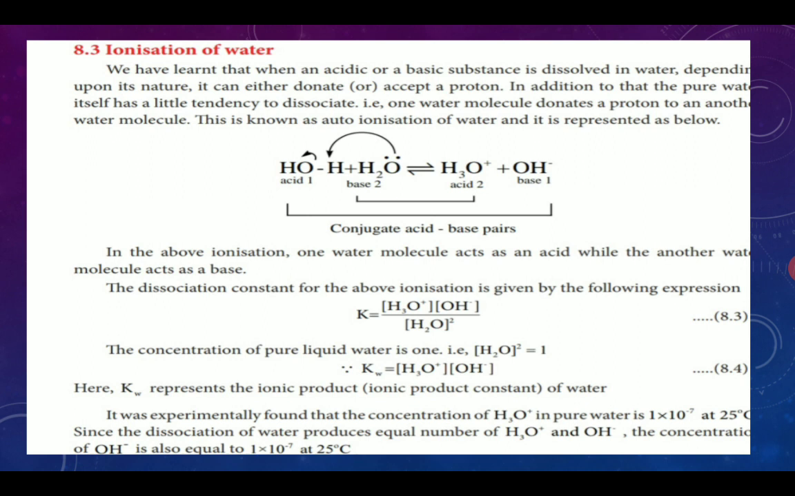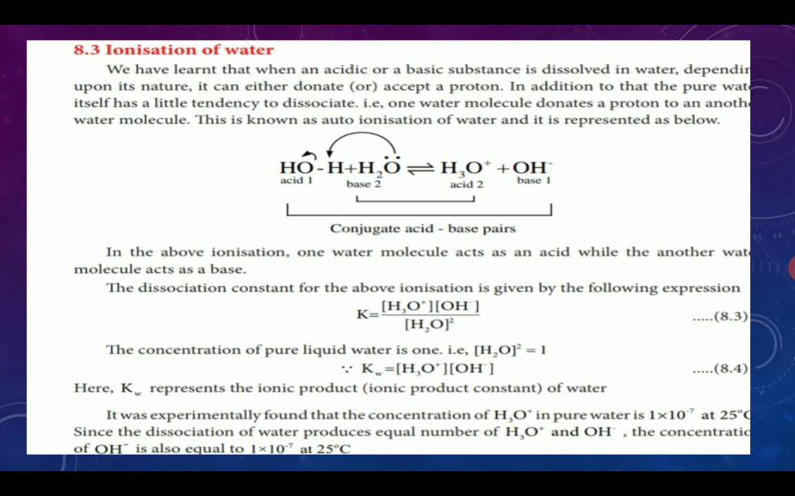Ionization of water. So, how does the water molecule dissociate? See the equation. The first water molecule H2O is given, and the second water molecule H2O is given. The hydrogen from the first water molecule goes to the second water molecule. Therefore, the second water molecule becomes H3O plus and the first water molecule becomes OH minus. So, two water molecules combine together and give out one H3O plus hydronium ion and one OH minus.